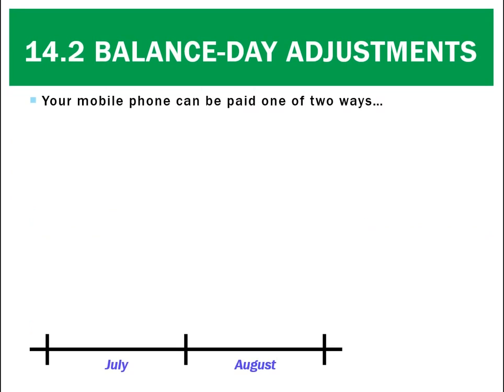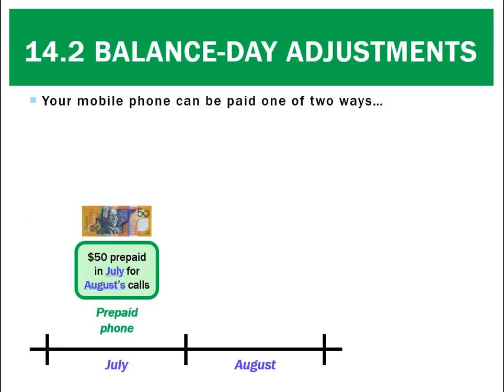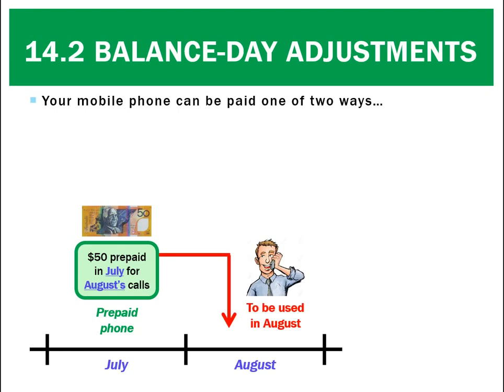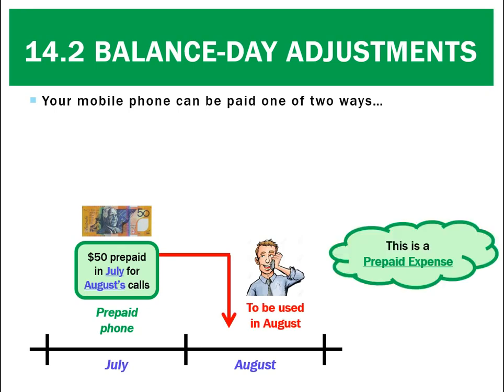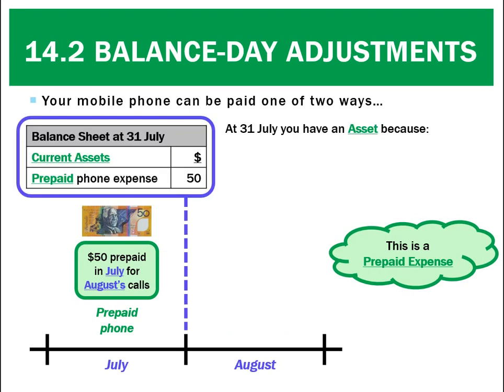So using a very simple example to begin with, let's say we have a mobile phone and we prepay the phone in July, and that's for calls that will actually be made in August. So that's called a prepaid expense. So what we say is at the end of August in our balance sheet we'd actually have an asset, and what we call it is prepaid phone expense.